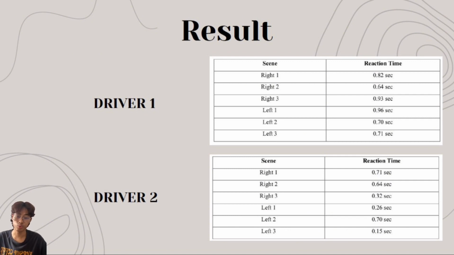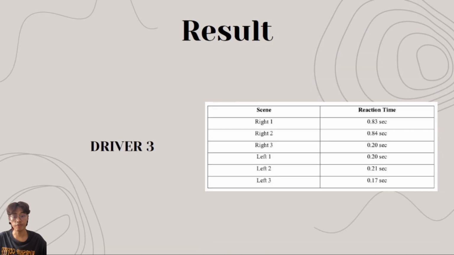And for driver 2, the reaction time is the shortest. When we asked why they can notice it in a short time, it can be seen that driver 2 has a lot of experience driving a car that has a blind spot indicator. So it's natural for them to react on time. Same as driver 3, as their vehicle has a blind spot indication light, so that's why they can notice it shortly after the light. And let's move to the next part.